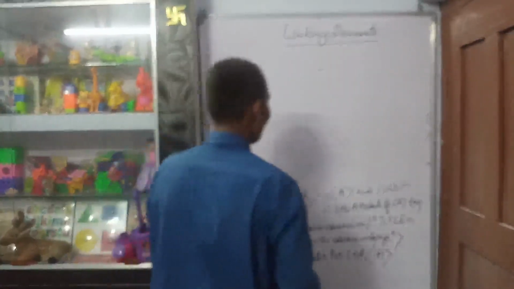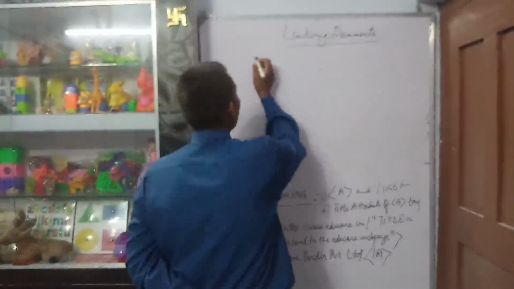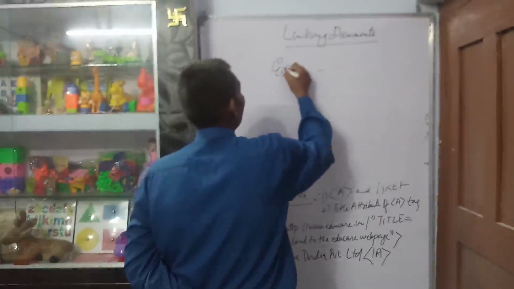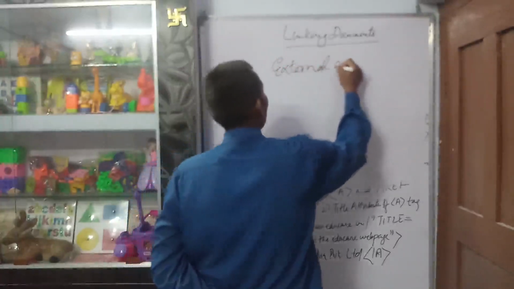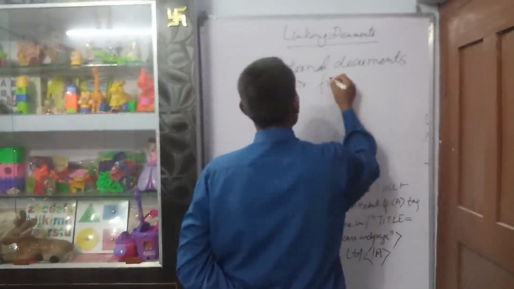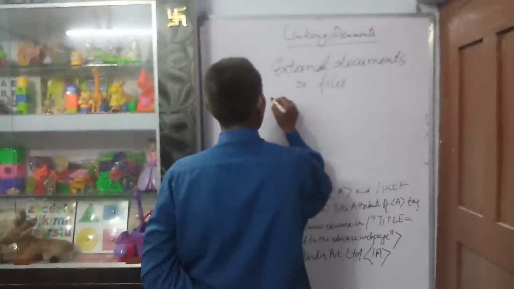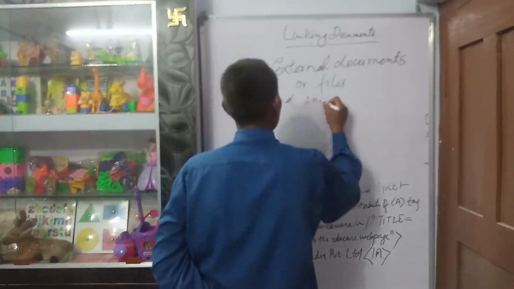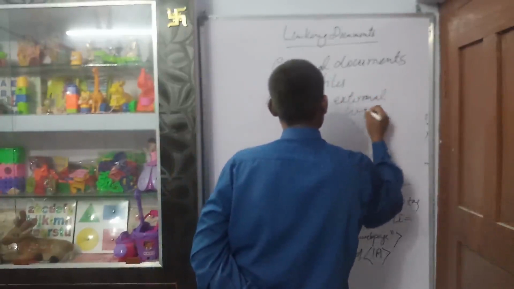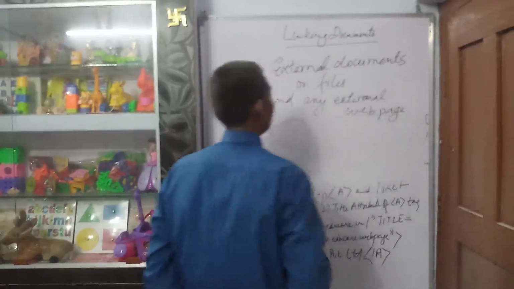In external linking, you see why we use external linking. External linking is used when you want to link external documents or files, or any external web page that is not part of your website.